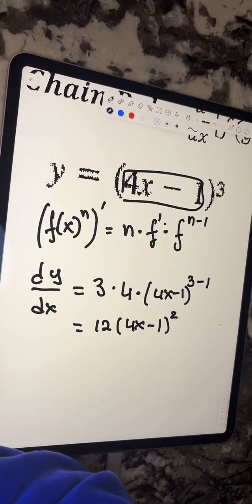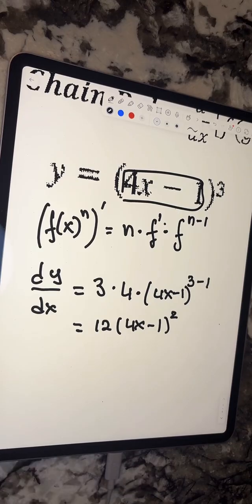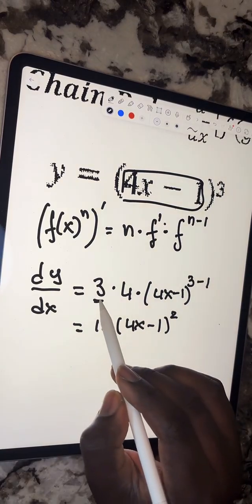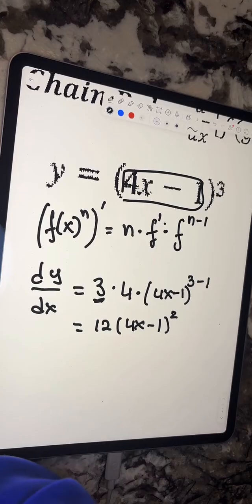I thought you dropped the 3 to the front. Yes, I did. Here's the 3. I indeed dropped the 3 to the front. Oh, you thought you dropped the 3 to the front, leave the inside alone.